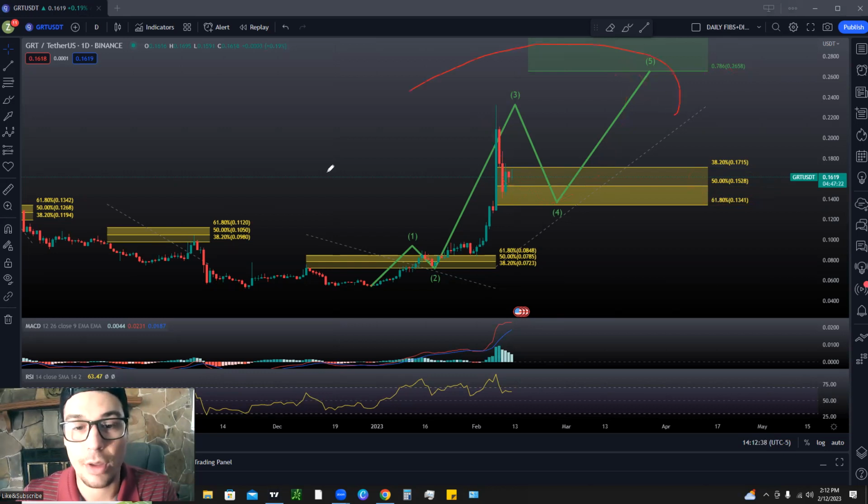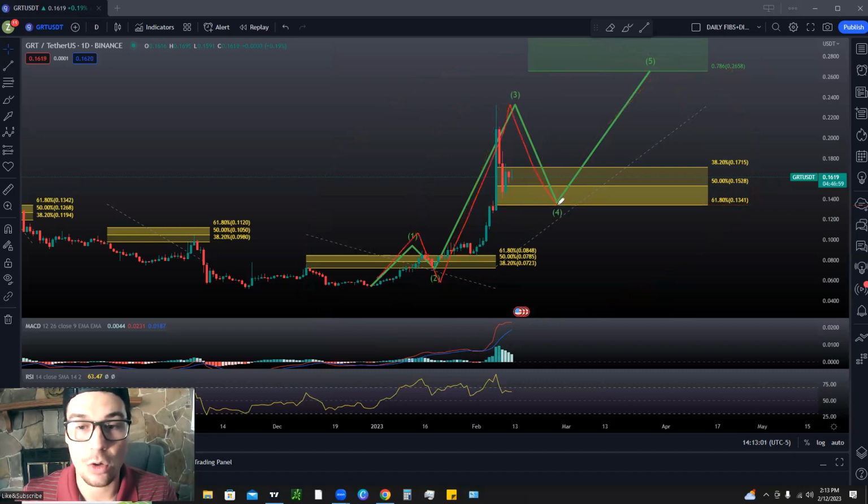Now, the way that 5-wave impulsive structures work is wave 3 is always going to be the largest wave. So you're going to have your wave 1 and your wave 5, but wave 3 is always going to be the largest wave. And so this looks like a 5-wave structure because we had a very large wave 3. We're getting a pullback and currently holding above our major retracement levels.